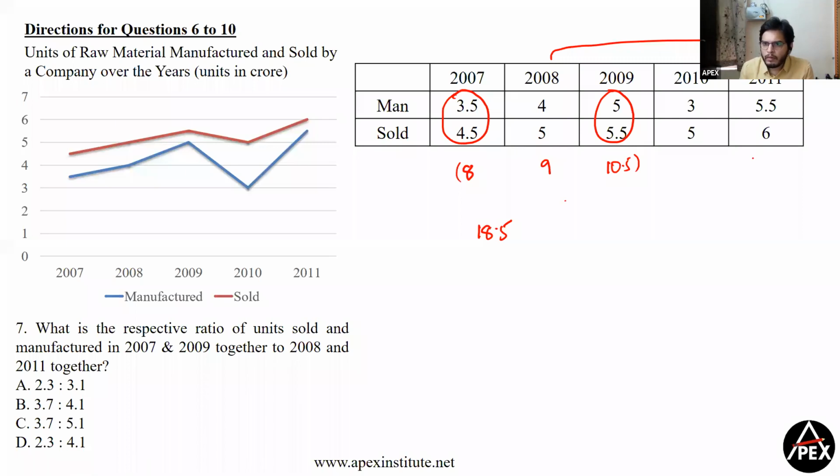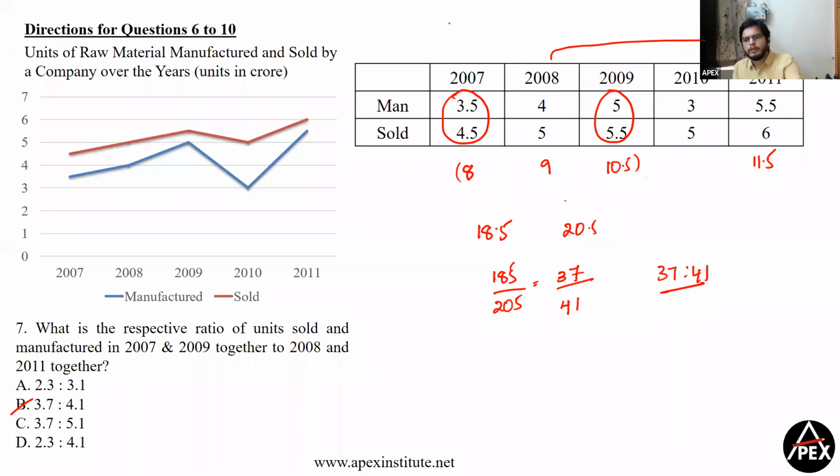11.5, isn't it? So here it is 20.5. So you need to find the ratio. So it can be 185 by 205. So this will be 37 and 41. So 37 is to 41 should be the ratio. So option B, isn't it? Clear? Any doubts? Quick responses. Any doubts, guys? No. Okay.